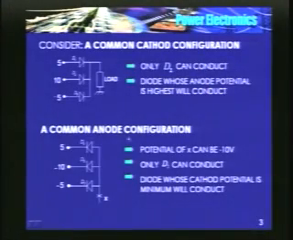Now consider a common cathode configuration. What do you mean by a common cathode configuration? I have a large number of diodes whose cathodes are connected together, and there is a load here, and I have given various potentials to the anodes. Now which one of them will conduct?